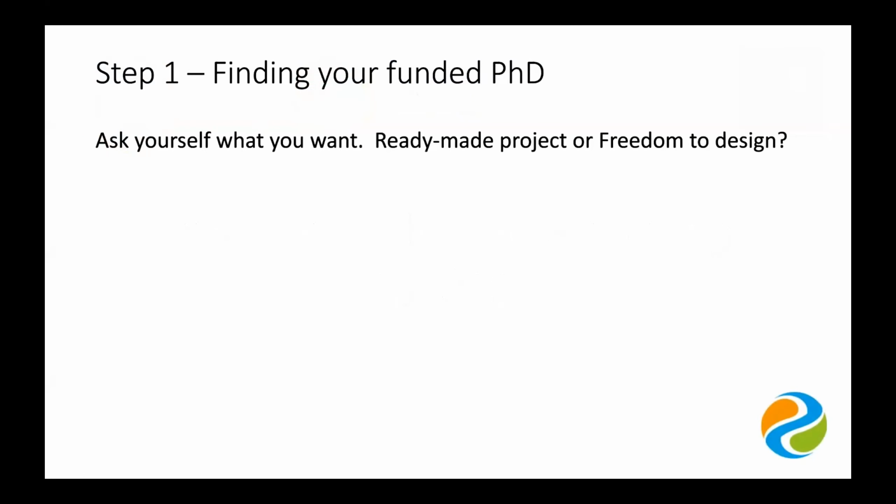So the first step in applying to do a PhD, obviously, is finding out which funded PhD you want to do. I'm assuming that your preference is to do a PhD where you get funding as well, because most people aren't in the position of being able to fund themselves. So it's quite important to ask yourself some fairly basic questions, such as what do you want?